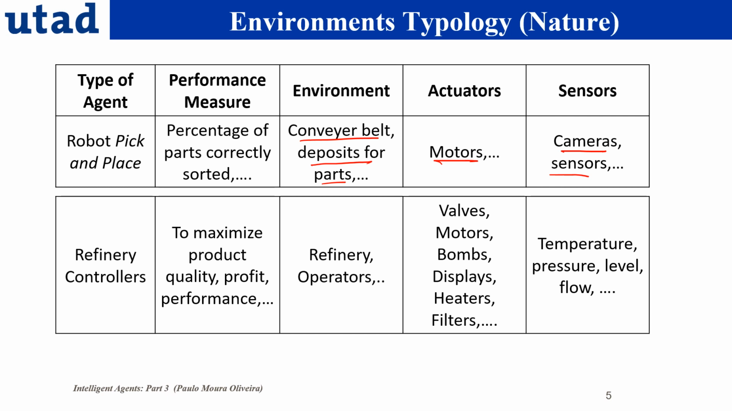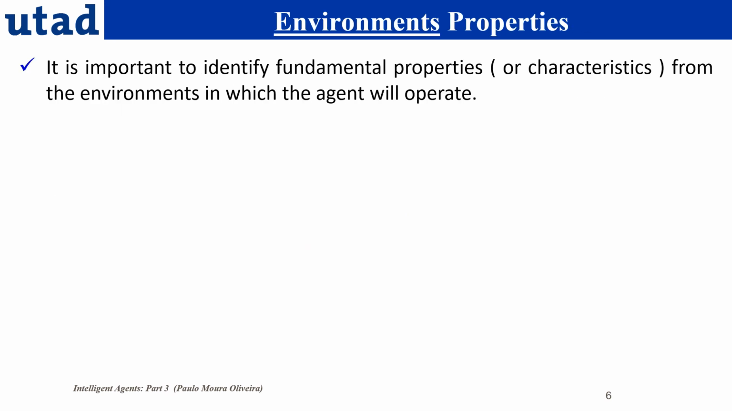If it is, for instance, a controller to operate a refinery, an industrial controller, the performance can be to maximize the product, quality, and profit. The environment can be refineries and operators. Actuators are the valves, motors, pumps, displays, heaters, filters. And the sensors can be for temperature, pressure, level, flow, etc.